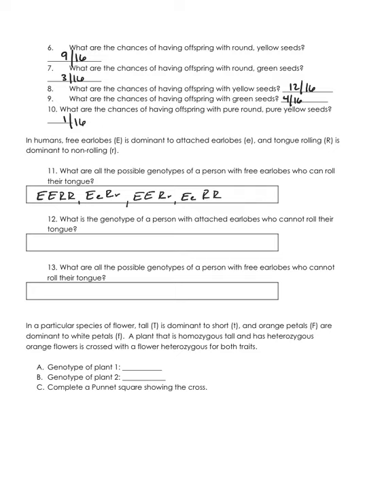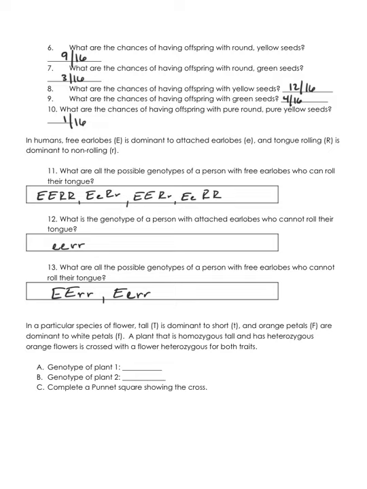but since they're dominant traits, they'll still express the dominant allele. Number 12 says, what is the genotype of a person with attached earlobes who cannot roll their tongue? So attached, remember, is recessive, as is the inability to roll your tongue. So they would be lowercase e, lowercase r, and they have to be homozygous for both traits because they're both recessive traits. And number 13 says, what are all of the possible genotypes of a person with free earlobes who cannot roll their tongue? And you should have 2 possibilities. They can be capital E, small e, small r, small r, or capital E, capital E, small r, small r.